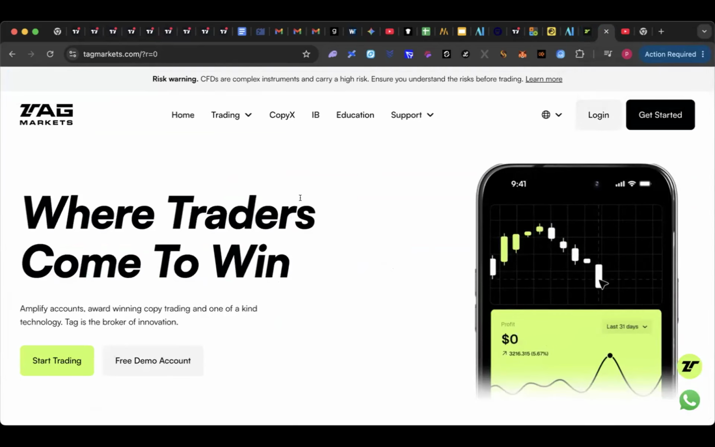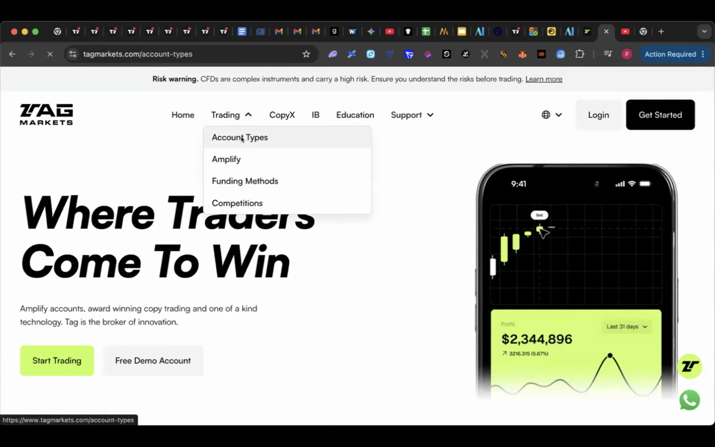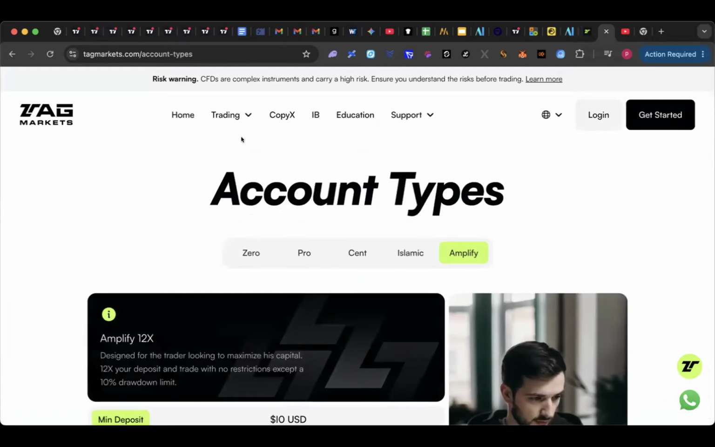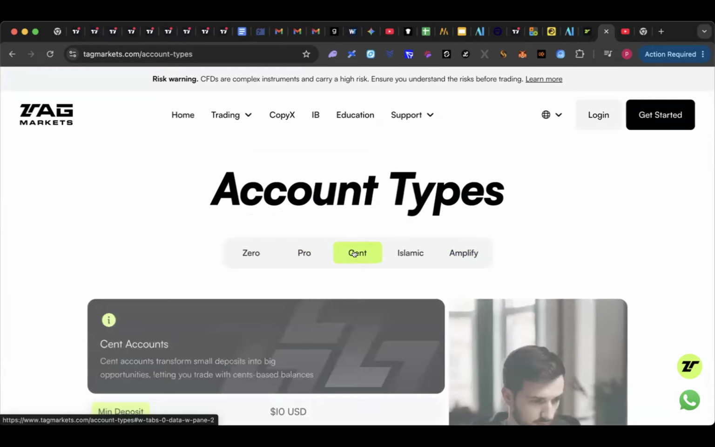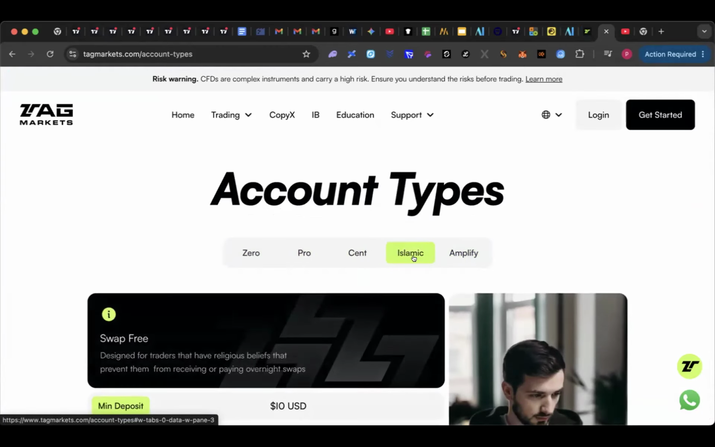So, is it enough? No. People may not know how to trade, they have signals, but the money they have is too little. That's why Tag Market created different types of accounts. Please, this is a regulated broker, so they operate different accounts. You can open a zero account and trade by yourself. You can open a pro account and trade by yourself. You can open a cent account, an Islamic account, and trade by yourself.